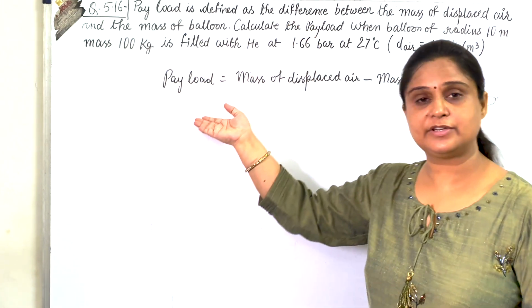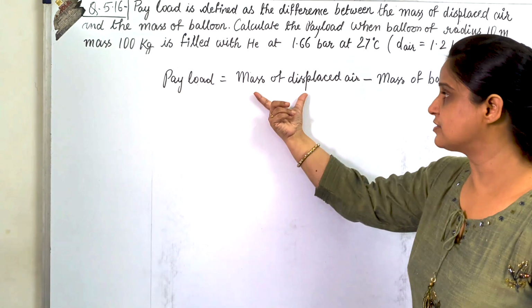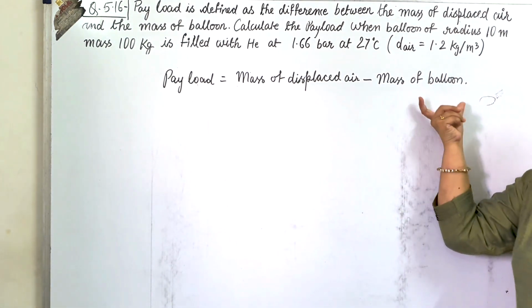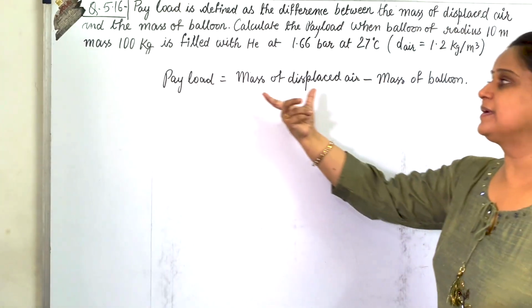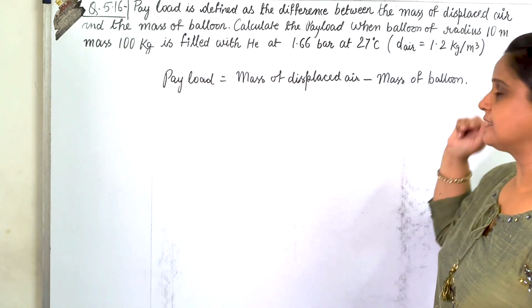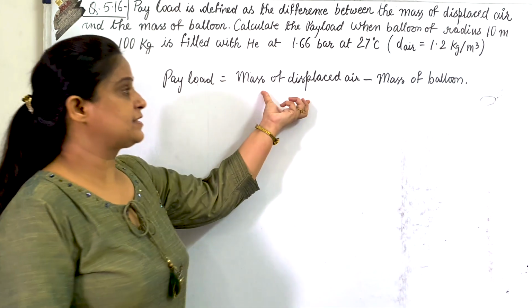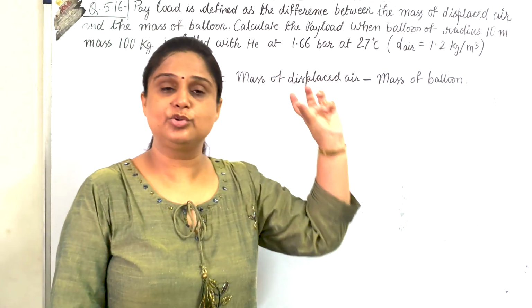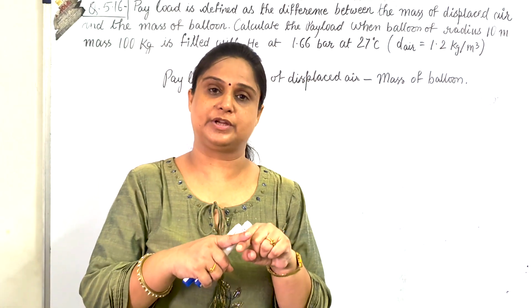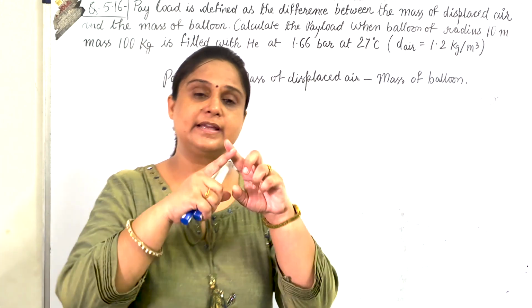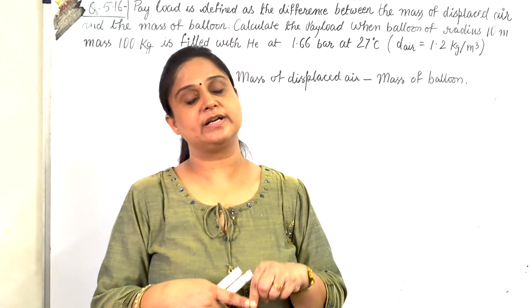This is already given to you. The formula is given to you: the mass of the displaced air minus the mass of the balloon. So one by one we will be calculating the mass of the displaced air and the mass of the balloon. One thing we are confirmed about here is that the mass of the displaced air we can calculate using कितना air displace हुई, वो हम पता लगा सकते हैं कि कितना volume of the balloon is there.